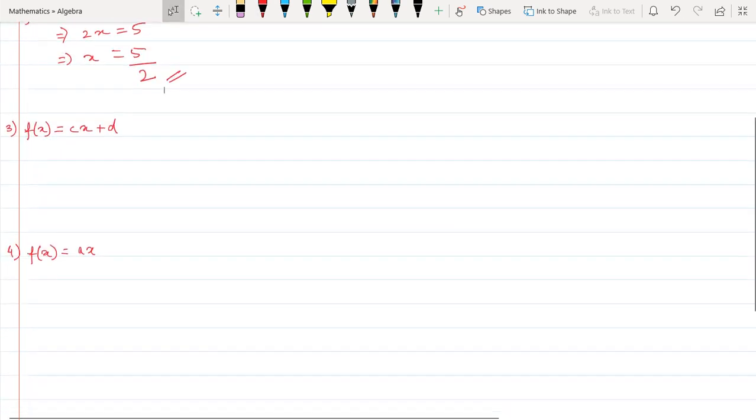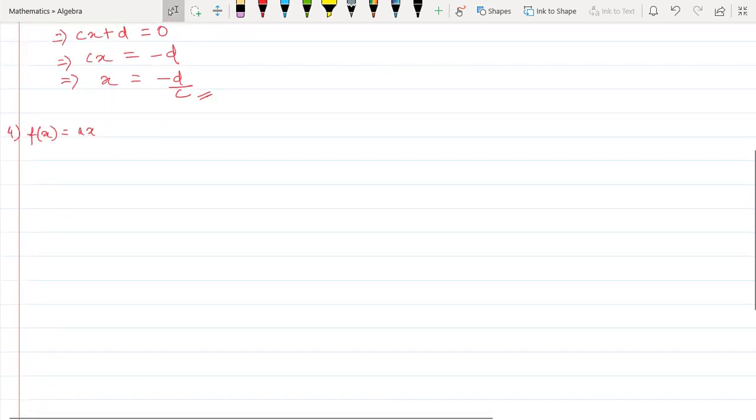Let us take another example, and this time let us take an example where we are playing only with variables, which is, there are no numbers here. So I have to find the zero of this polynomial. So this will become equal to 0, which implies that cx plus d equal to 0, which implies that cx is equal to minus d, and this implies that x is equal to minus d by c. So at this point, that is x is equal to minus d by c, this will be equal to 0.